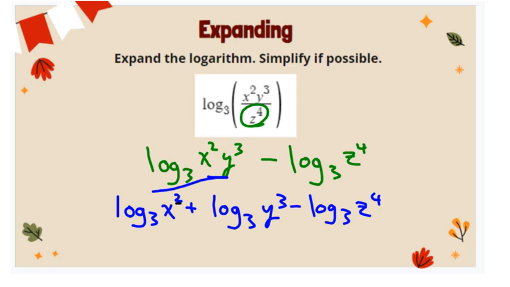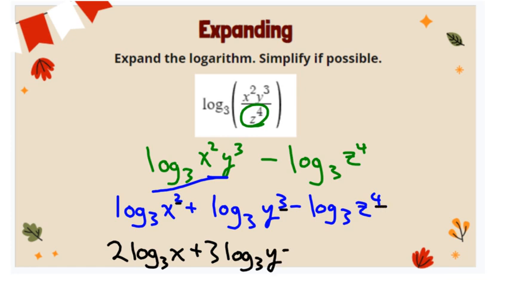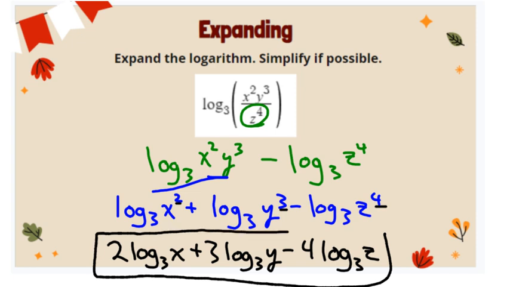This 2 is going to come out as a 2 times log base 3 of x. And this 3 is going to come out front and give me plus 3 log base 3 of y. And this 4 will come out front and do minus 4 log base 3 of z. And that's that expanded form. So there's 4 really nice examples.